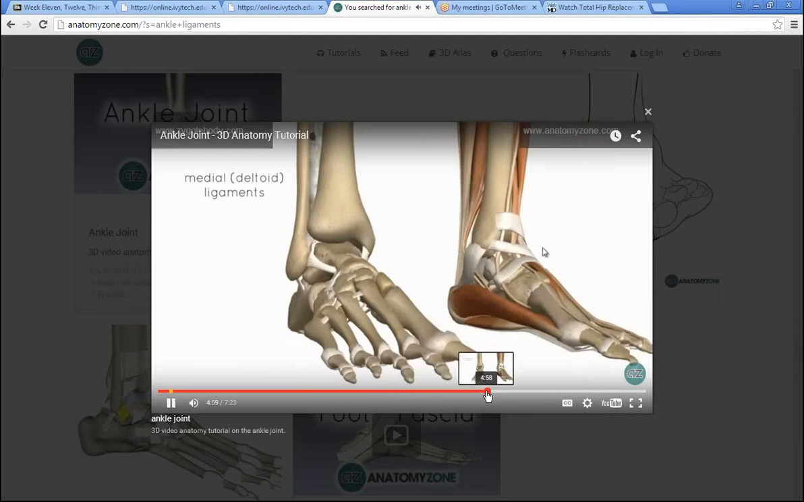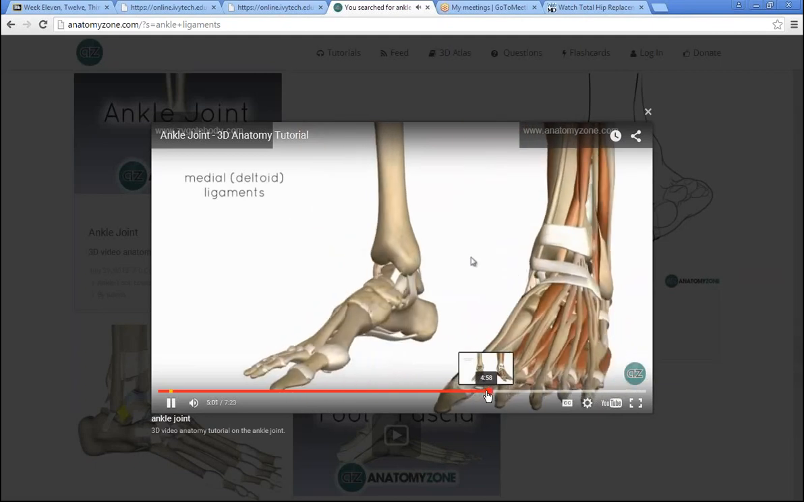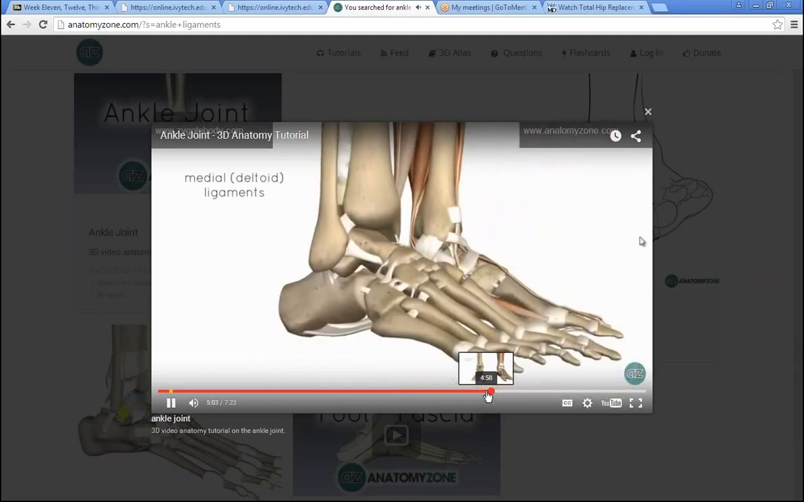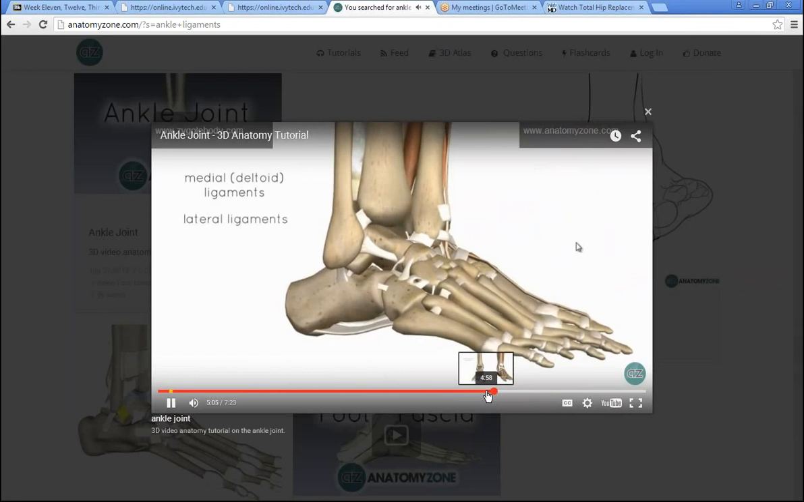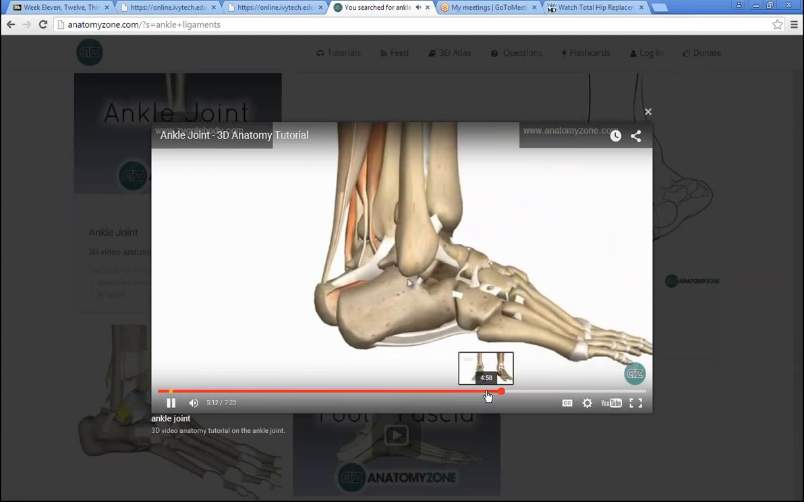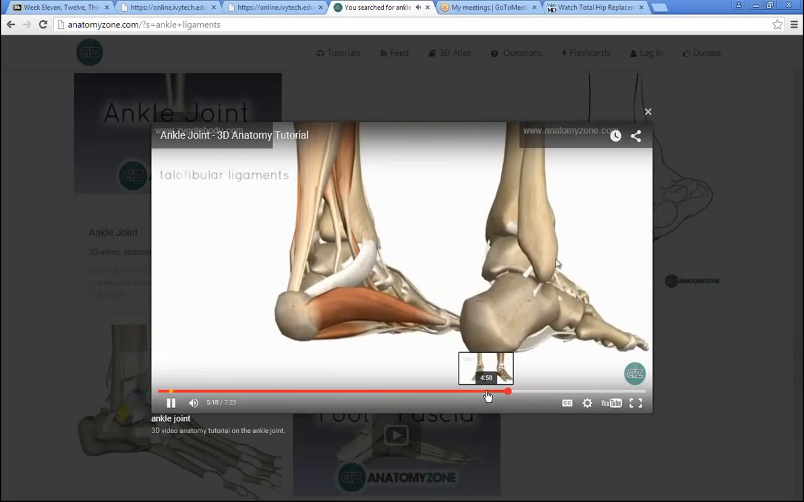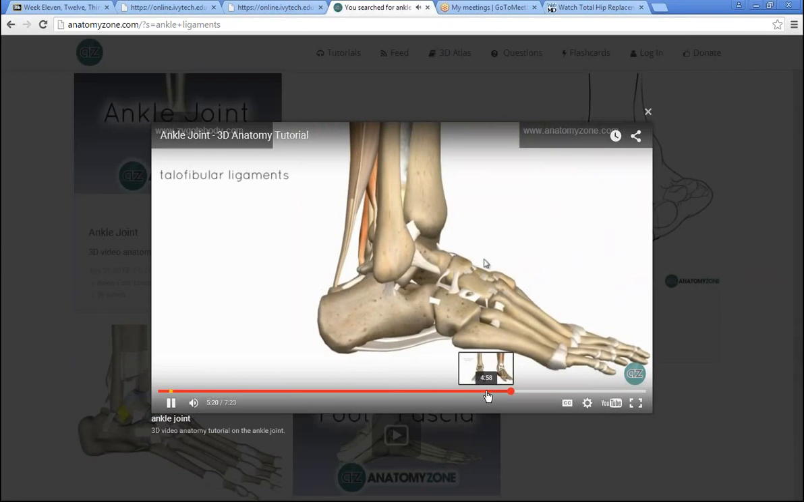Medially you've got the deltoid ligament, and laterally you've got 3 separate lateral ligaments. So the lateral ligaments, you've got 2 ligaments connecting the fibula to the talus. You've got one at the front and one posteriorly, and these are called the talofibular ligaments. So anteriorly, you've got the anterior talofibular ligament.